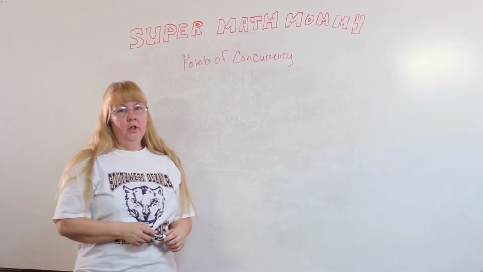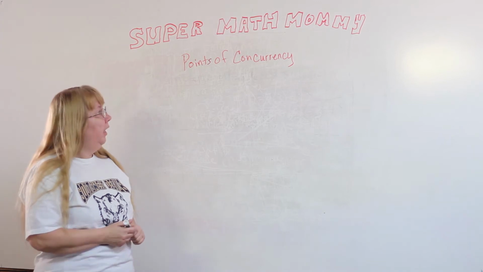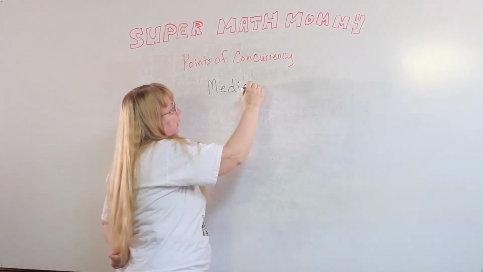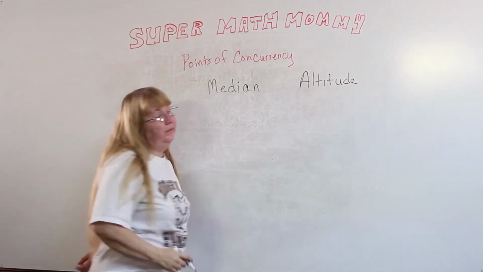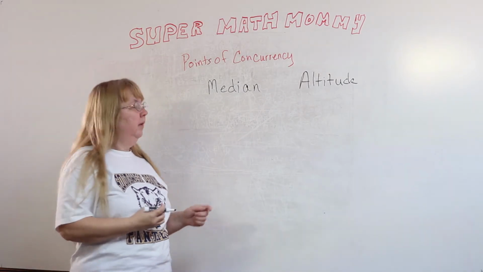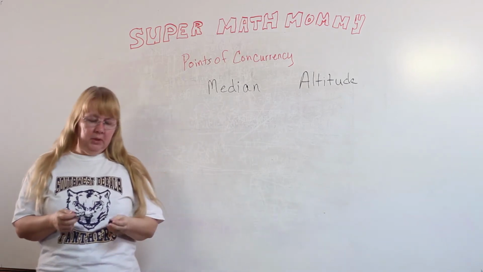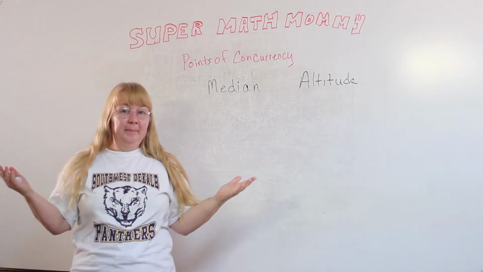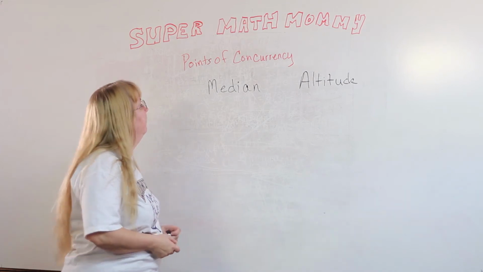Talking about points of concurrency, we have two more points of concurrency that we need to discuss. And they are called the median and the altitude. Now, we've discussed medians in other areas of math. So, based on what you already know, what do you think a median might be? The middle. Just like the middle of the road is called a median.